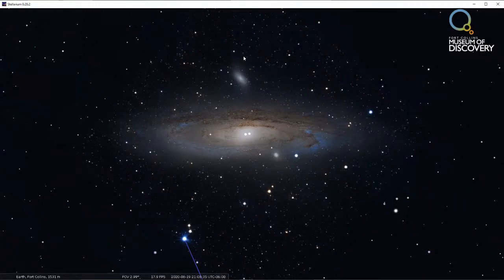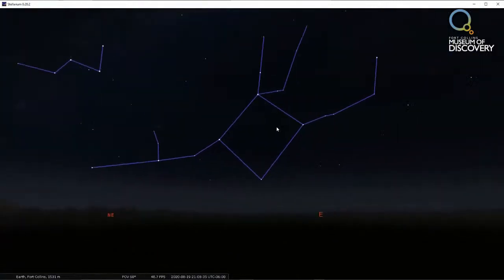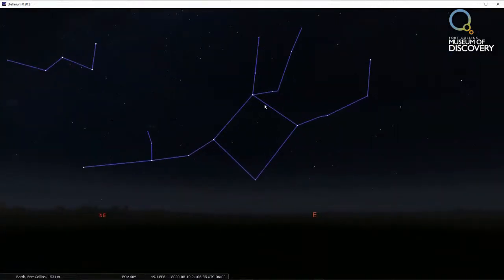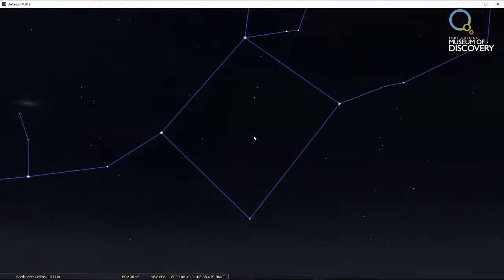All right, let's go ahead and zoom back out. Now, when looking at the Great Square, people will often remark that it seems very empty. Here in Stellarium, we can see a handful of stars. However, in the night sky with some light pollution, it might be difficult to see much of anything within the Great Square. However, if you have a telescope or even binoculars, you'll get a much better view.